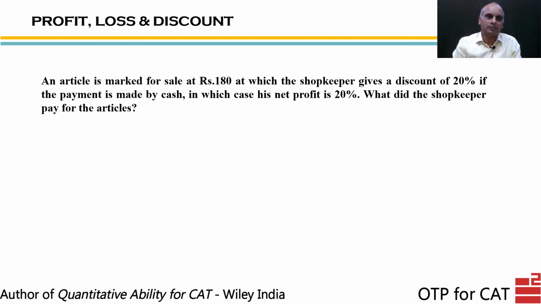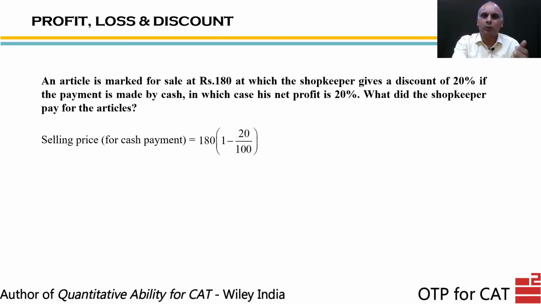Let's take an example. So read the question first of all, and then start attempting it. We see that an article is marked for sale at rupees 180. So that means 180 is the mark price, and discount is given as 20%. So using the formula connecting between SP and MP, we can get the selling price, which is 180 into 1 minus 20% discount. And that comes out to 144 rupees. So this is the selling price in case of cash payment.